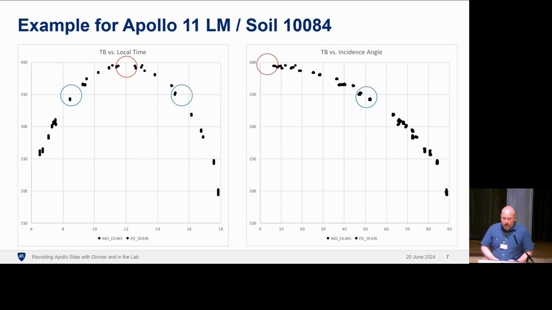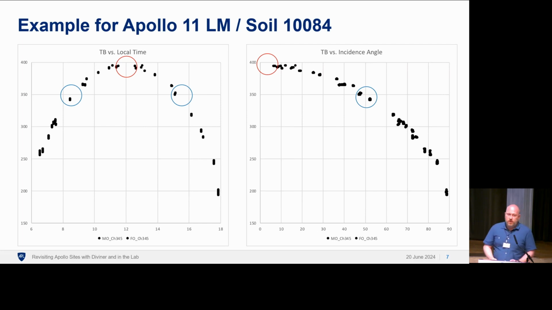So for a long time, when we're making these measurements, we're basically heating things up to a noon-like temperature. So generally, that'd be about 390 degrees Kelvin. This is a plot showing the temperature measured by Diviner for the Apollo 11 landing LM, compared to soil 100084. On the plot, oh, it's really hard to see. This is diurnal, so this is the morning going through noon and into the evening. So this is sunrise on the left, sunset on the right. And so we'd be heating things up to about 390 degrees.